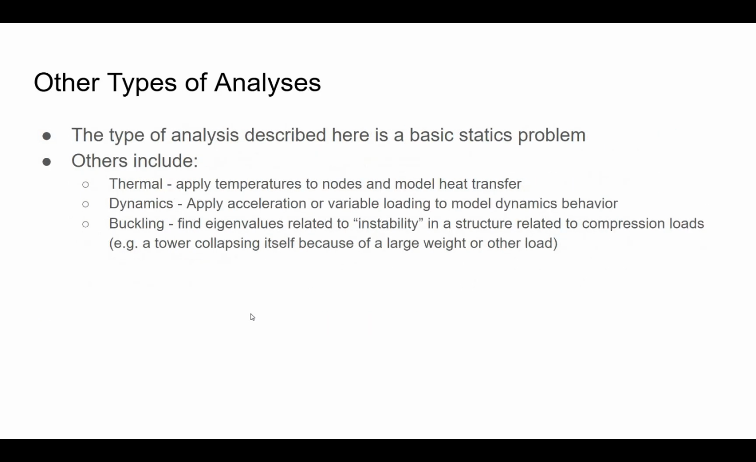And there's also dynamics, where you're dealing with applying acceleration or variable loading to the model and assessing dynamic behavior, like acceleration at certain nodes and modes at certain nodes and such. Then buckling, which, if you know about that, is like if a tower changes shape under compression. That's where you're finding eigenvalues related to the instability, where the structure in compression just changes shape, changes deformation behavior, and potentially collapses or fails due to that. There are also solvers for that in FEA.